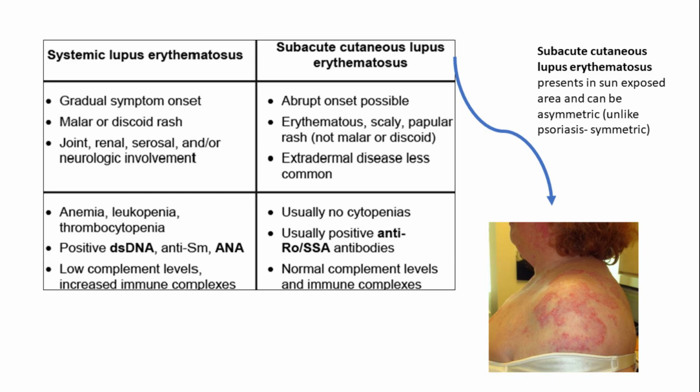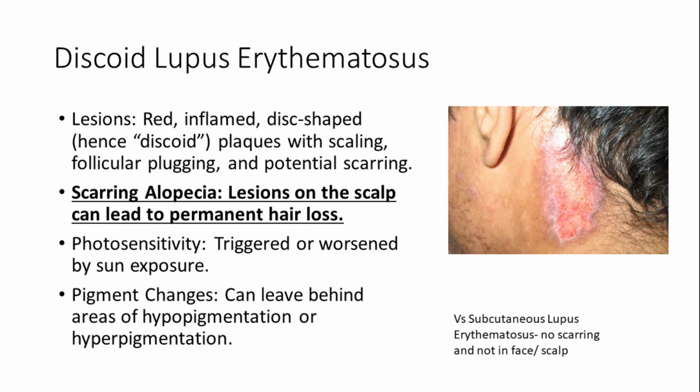Systemic lupus erythematosus presents with systemic symptoms, while subacute cutaneous lupus erythematosus affects sun-exposed areas with scaly erythematous plaques. No other clinical or lab findings, as it's cutaneous only. Discoid lupus erythematosus features red, inflamed, disc-shaped plaques. It can lead to scarring alopecia and pigment changes, often triggered by sun exposure.